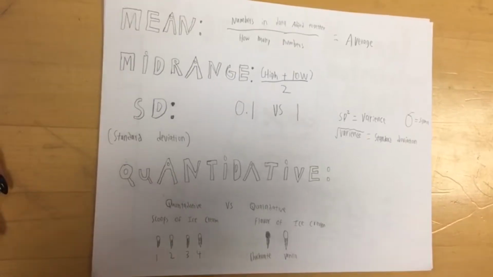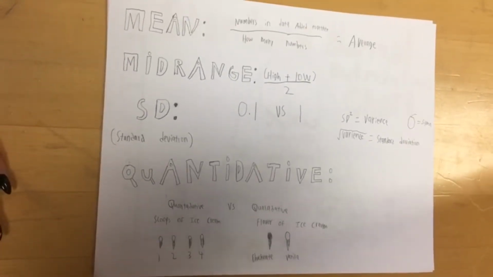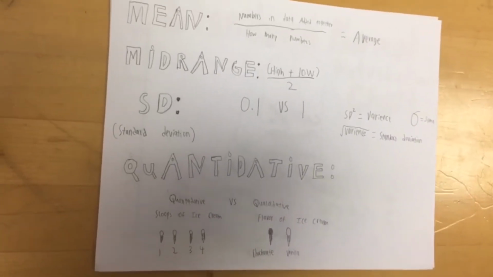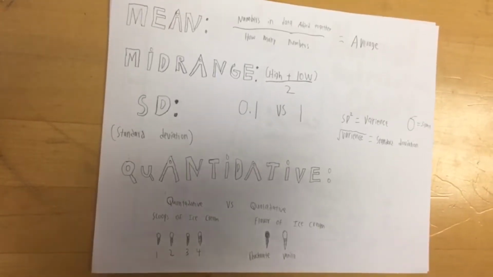Quantitative data is data that can be represented by numerical values, such as how many scoops of ice cream did someone have, rather than the flavor of ice cream, which is described in words.